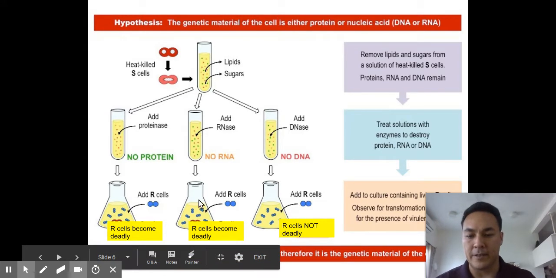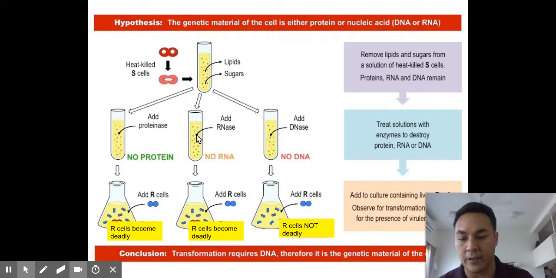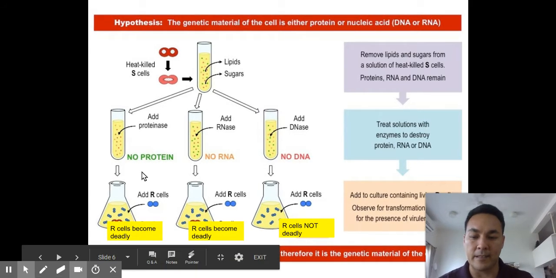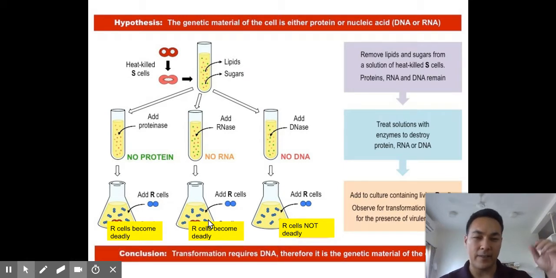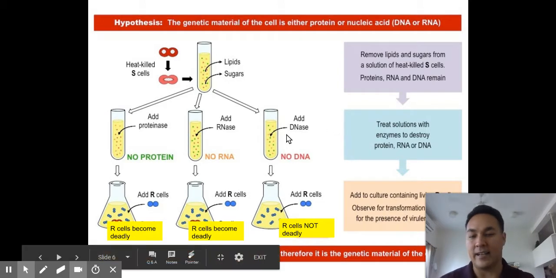We didn't talk about this one too much in class, but they also tested for RNA, and so they destroyed all the RNA. Same thing as the proteins, the R cells became deadly. What that tells you, if you think back logically through the feedback loops, is that RNA is not the transforming factor. RNA isn't what's going from the heat-killed S to the R cells. Then he added DNase, deoxyribonuclease. It's going to chop up DNA.